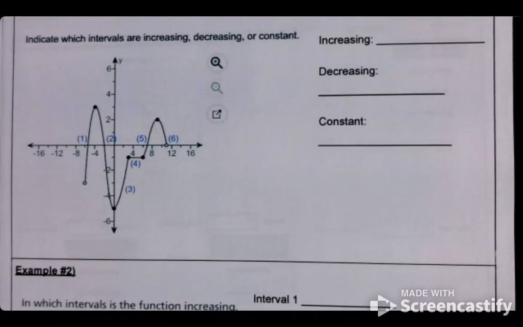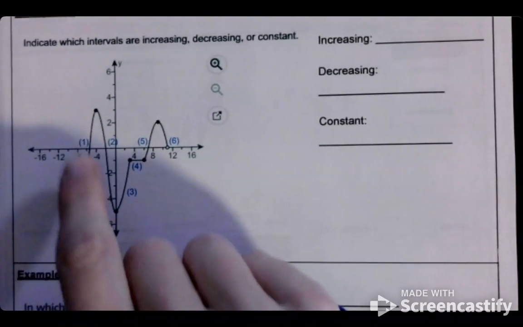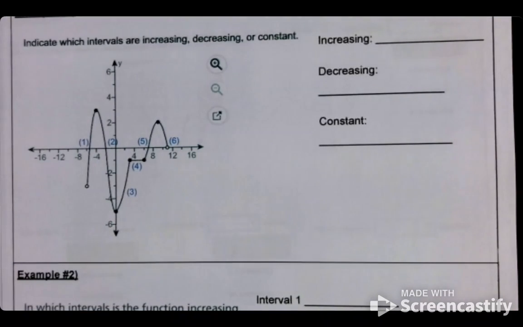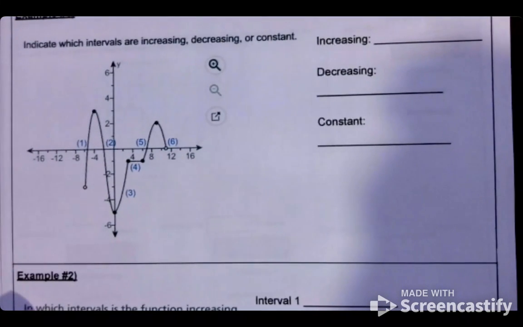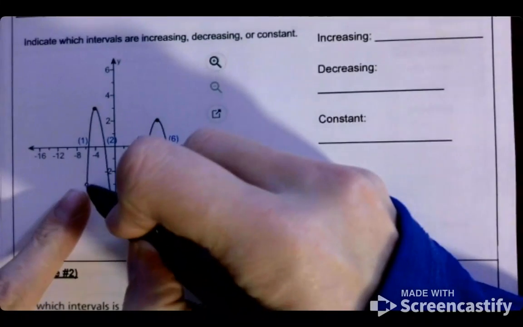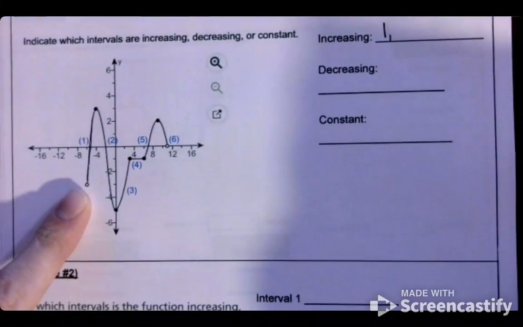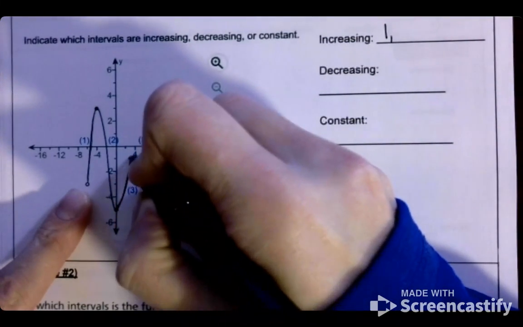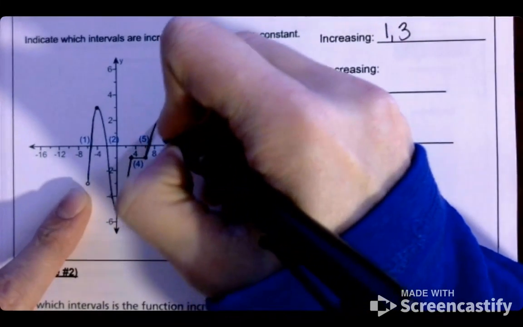So looking at this graph right here, you see the numbers off to the sides. That's talking about the different sections. So I want to know what sections in here are increasing. Remember, we read a graph like we read a book in English, from left to right. So increasing, I'm going to tell you the first one would be part 1. What else is increasing like number 1? Number 3 is also increasing. Anywhere else? Number 5. Good.